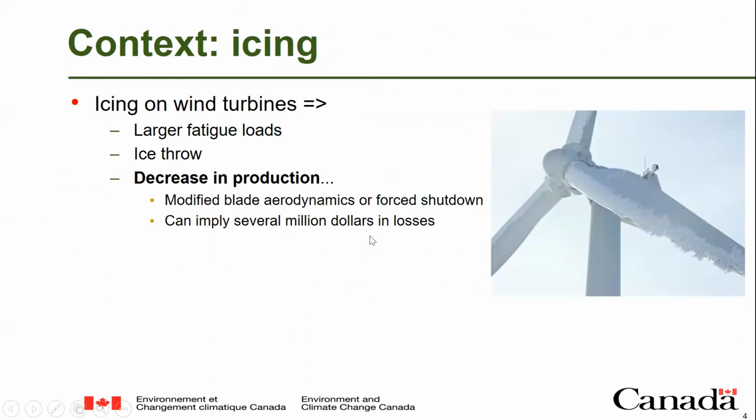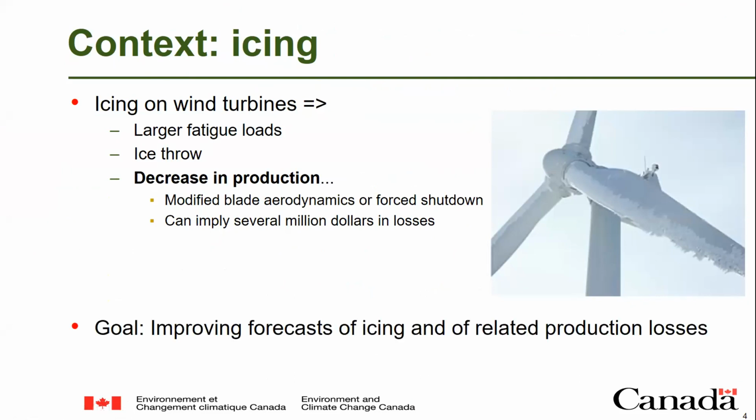Sorry about that. So this icing can cause modification to the blade aerodynamics, lowering the production, or it can also mean that you have to shut down the turbines if too much ice accumulates on the turbine, and it can imply several million dollars in losses for large wind farms. So it's important to investigate this. So our goal here is to improve forecasts of icing and of related production losses.